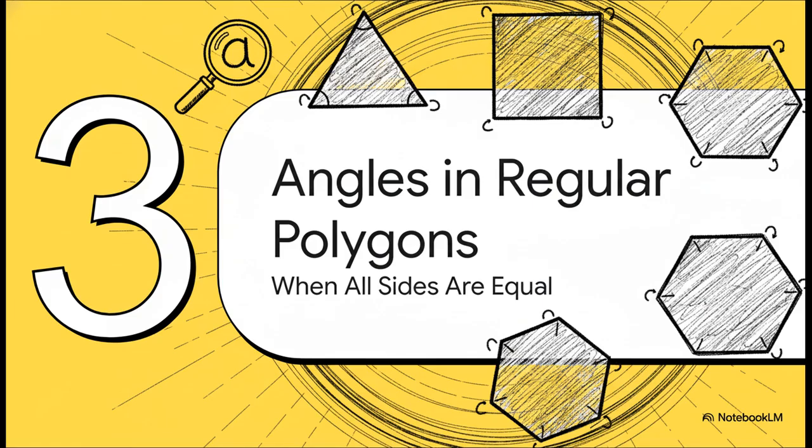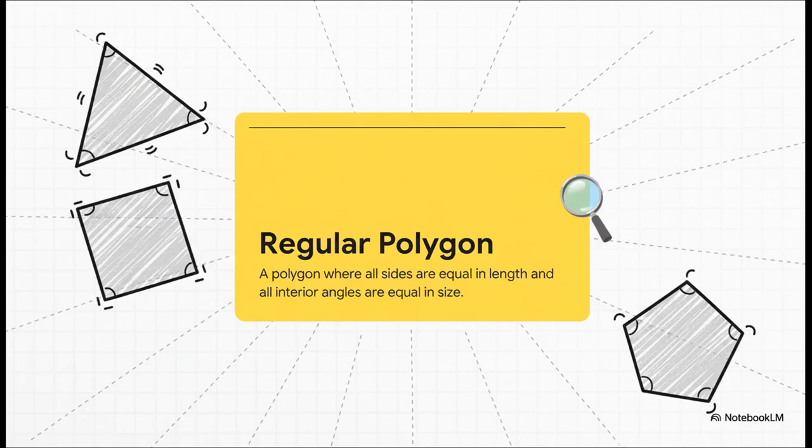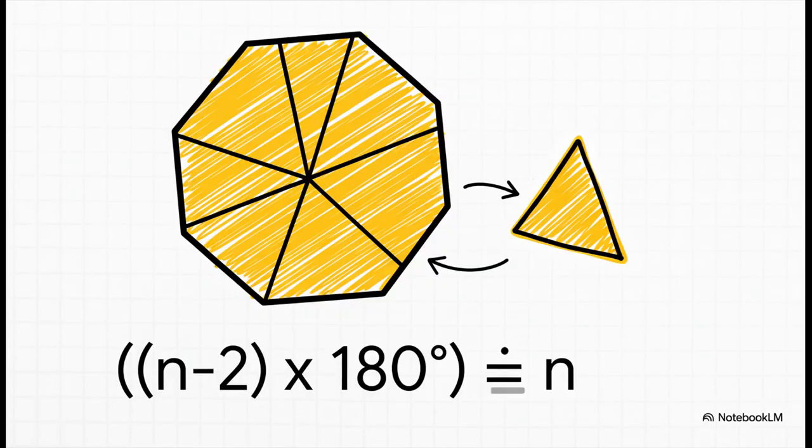But what if you just want to know the size of one single angle? Well, to do that, we need to focus on a special kind of polygon, the regular ones. So what's a regular polygon? Just think of them as the perfect, super symmetrical versions of shapes. We're talking about an equilateral triangle or a perfect square. In a regular polygon, every single side is the exact same length, and every single angle is the exact same size. And because they're so perfectly symmetrical, figuring out one single angle is, well, it's actually pretty easy.